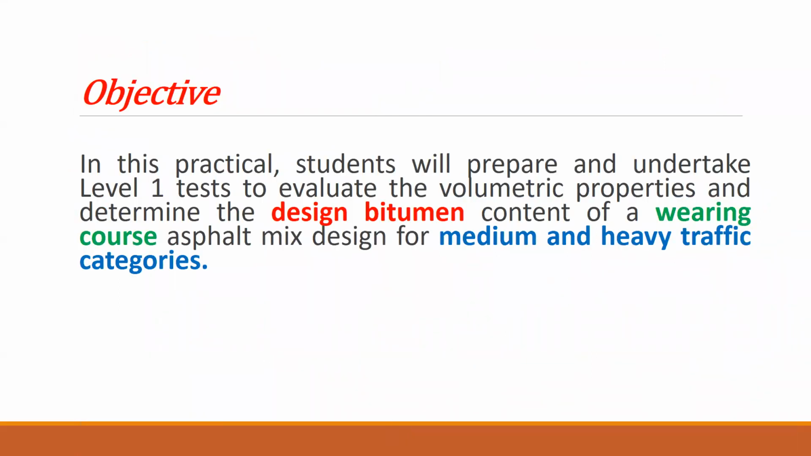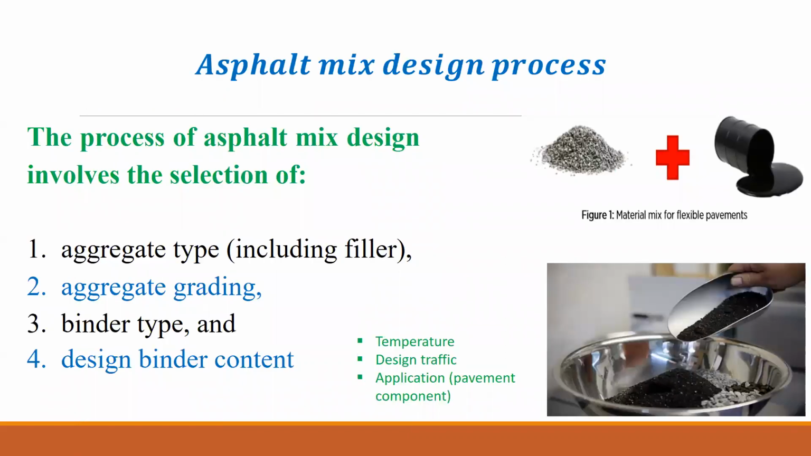In this practical, students will prepare and undertake level 1 testings to evaluate the volumetric properties and determine the design bitumen content of a varying course asphalt mix design for medium and heavy traffic. So we are going to find out the design bitumen content for the varying course. The traffic category is medium and heavy.